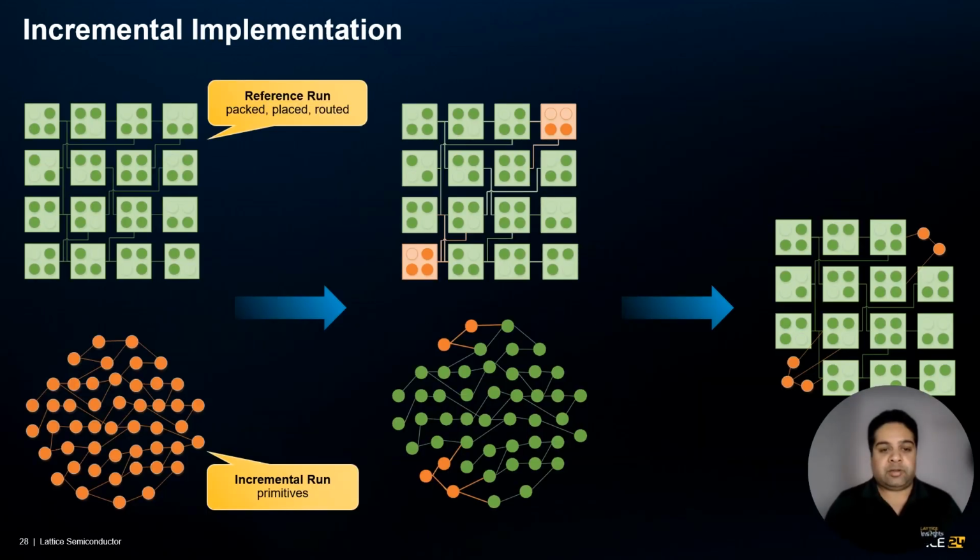During the incremental implementation, during the reference run, place and route would pack, place and route the design, and then during the incremental run, only the parts of the design that were changed will be worked upon by the place and route process, and the rest of the design will be reused. As you can see here, in the incremental run, only the primitives that were changed are being worked upon, which is color coded in red, and the green is the part that is reused. In the final stage, place and route will reuse most of the parts of the design, and only the parts of the design that were changed will be worked upon.